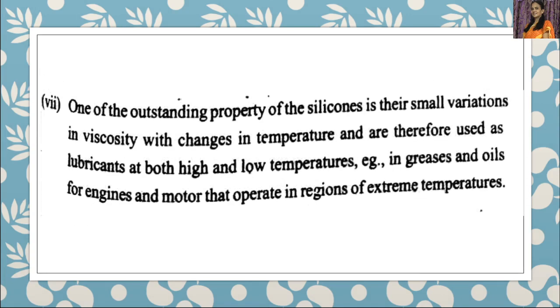Next, one of the outstanding properties of the silicones is their small variations in viscosity with changes in temperature. When there is a change in temperature, their viscosity changes only slightly, and therefore they are used as lubricants at both high and low temperatures. Example is given here in greases and oils for engines and motors that operate in regions of extreme temperatures. So these silicones are used as lubricants because of the small difference in viscosity with changes in temperature.